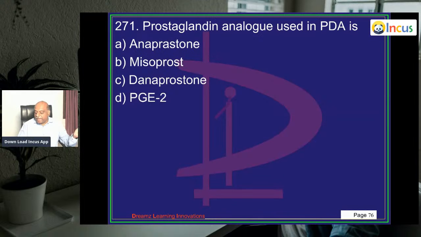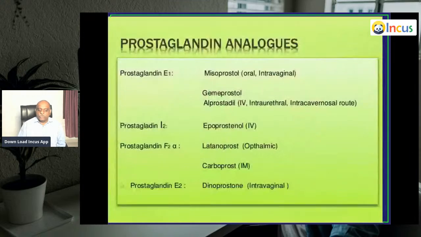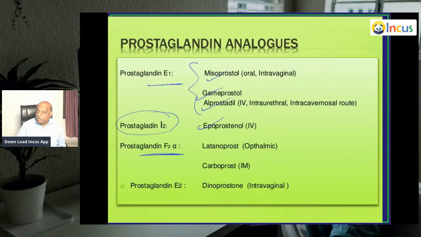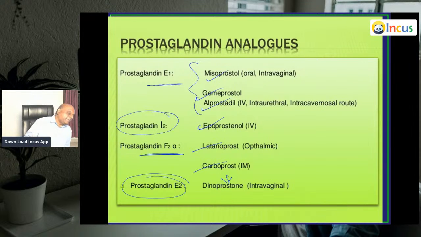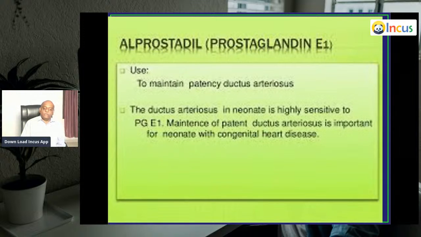So what is the prostaglandin analog used in PDA? We use alprostadil, misoprostol, which are all PGE1 analogs. So doctor, you should know, misoprostol, gemeprost, alprostadil, they're all what? Prostaglandin analogs. PGE1 analogs. PGI2, epoprostenol. PGF2 alpha, latanoprost, carboprost. And prostaglandin E2 is dinoprostone, which is used intravaginally. So that's the point you need to understand.